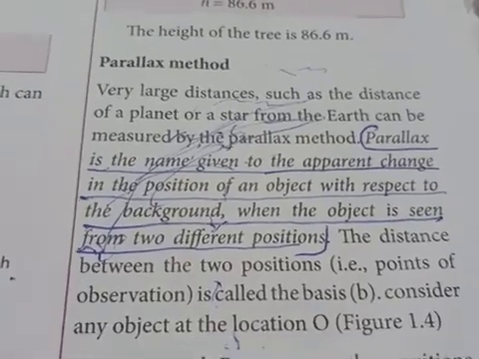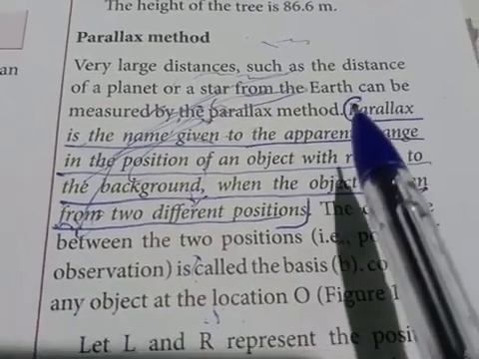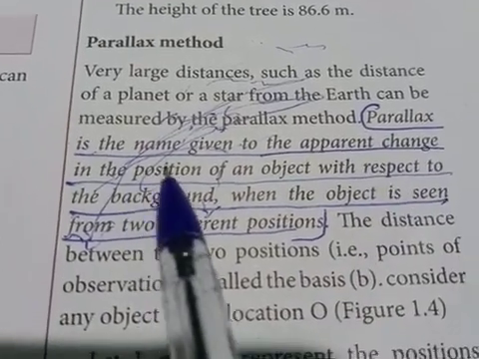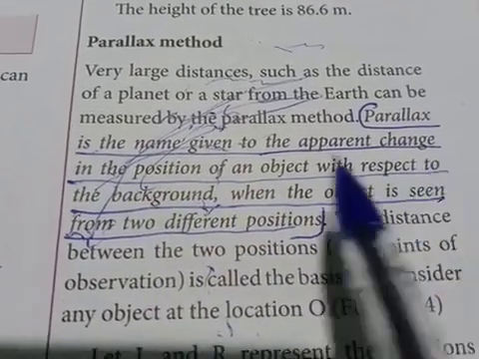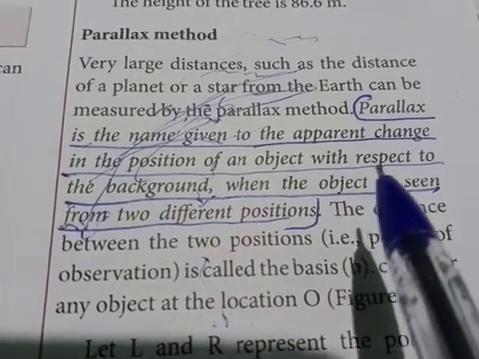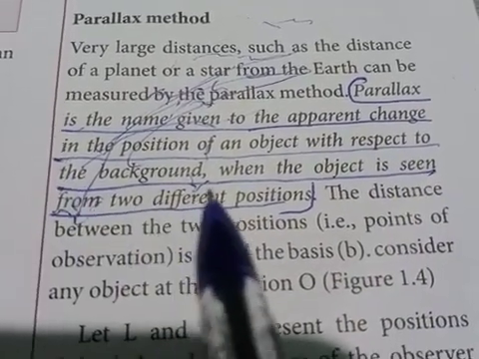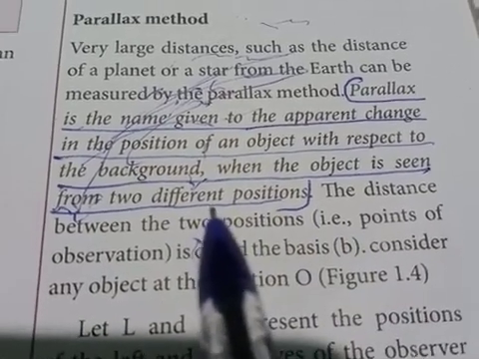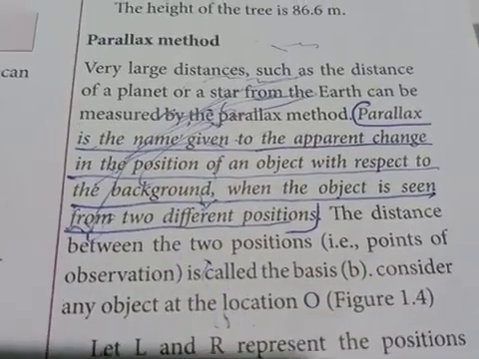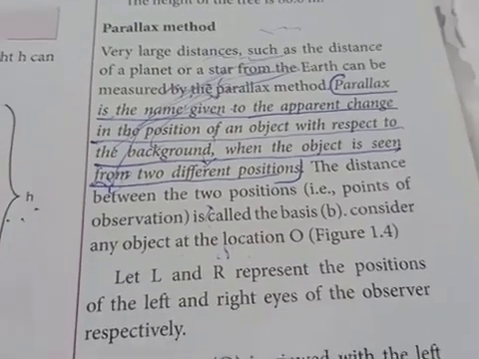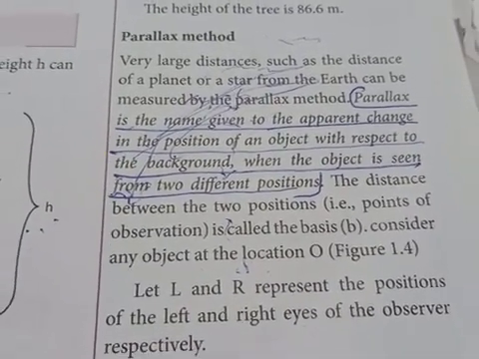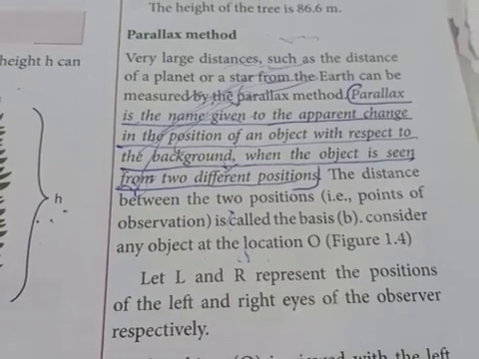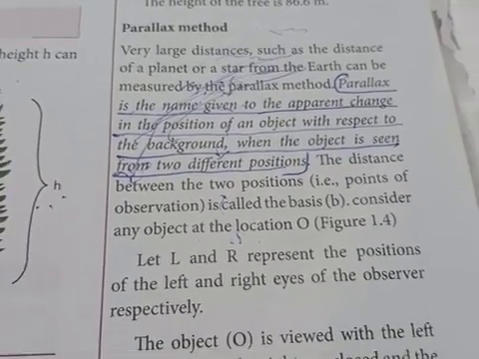Again, you can see the definition of parallax, and you can take a screenshot of this. Parallax is the name given to the apparent change in the position of an object with respect to the background when the object is seen from two different positions. Suppose, I'll tell an example for parallax.